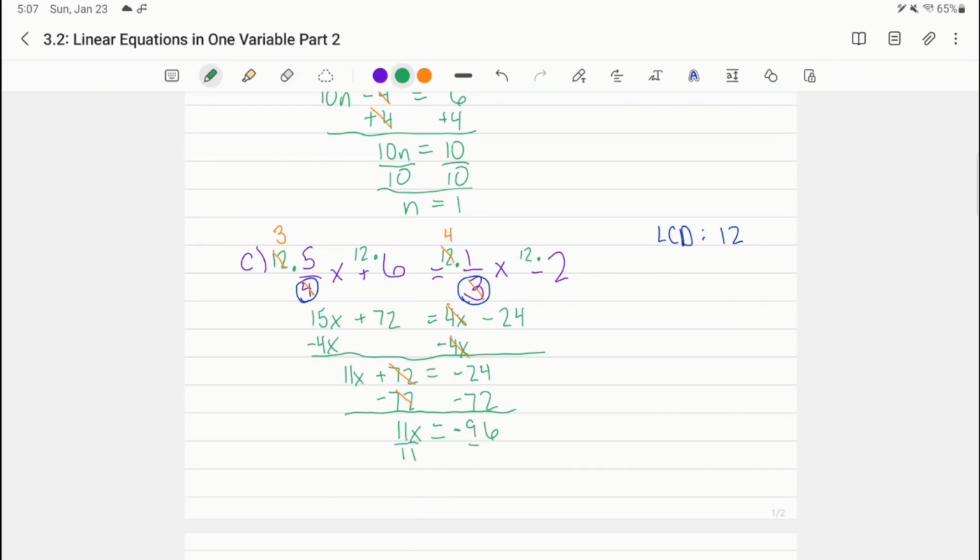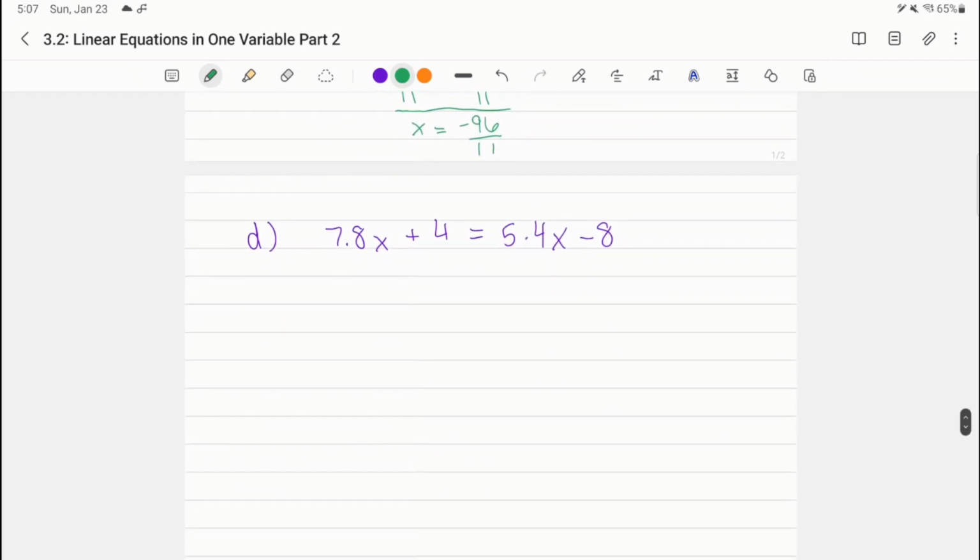And divide by 11. So we get x equals negative 96 over 11. So like I said, we ended up with a fraction as our answer.